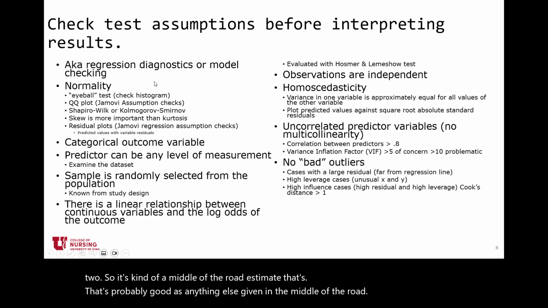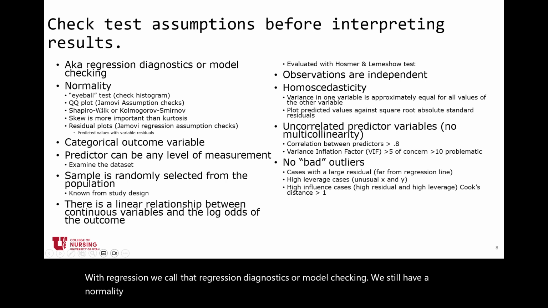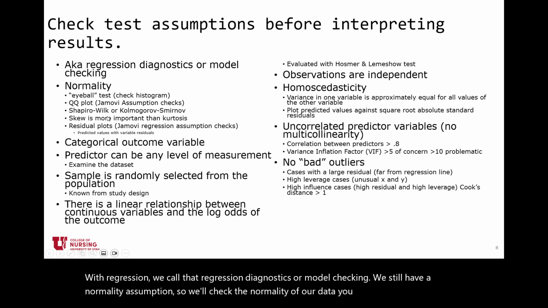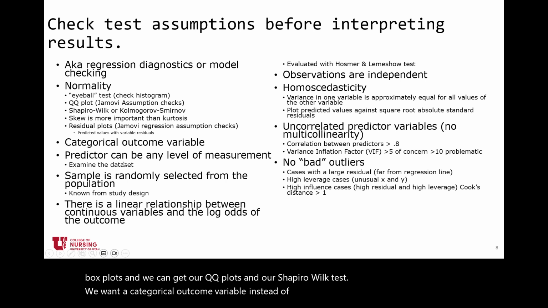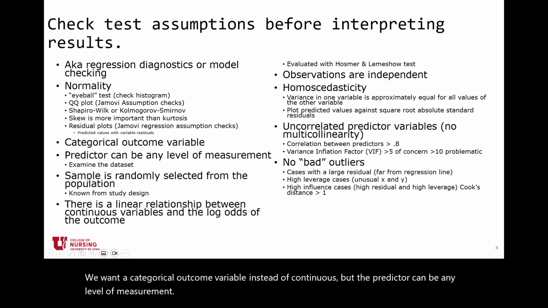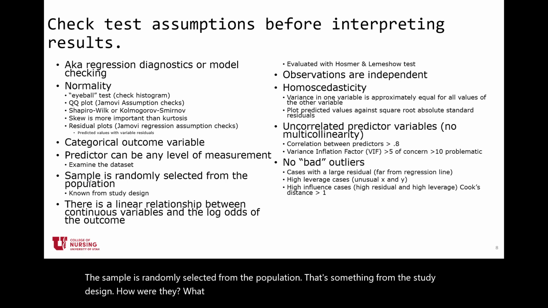So we still check our test assumptions before interpreting our results. With regression, we call that regression diagnostics or model checking. We still have a normality assumption, so we'll check the normality of our data using our histograms and box plots, and we can get our QQ plots and our Shapiro-Wilk test. We want a categorical outcome variable instead of continuous, but the predictor can be any level of measurement. The sample is randomly selected from the population. That's something you know from the study design. What was their sampling method?